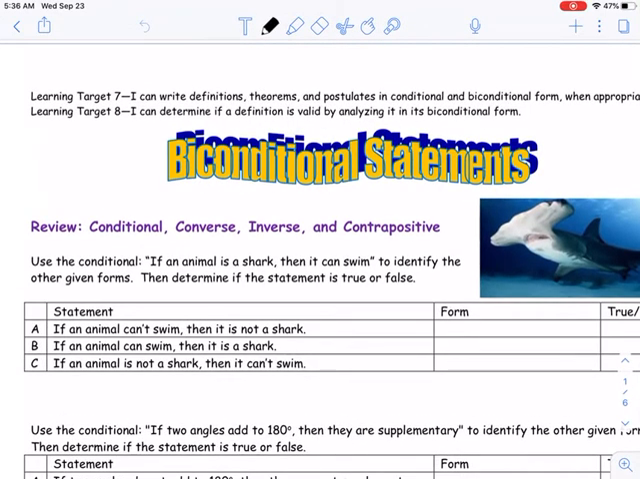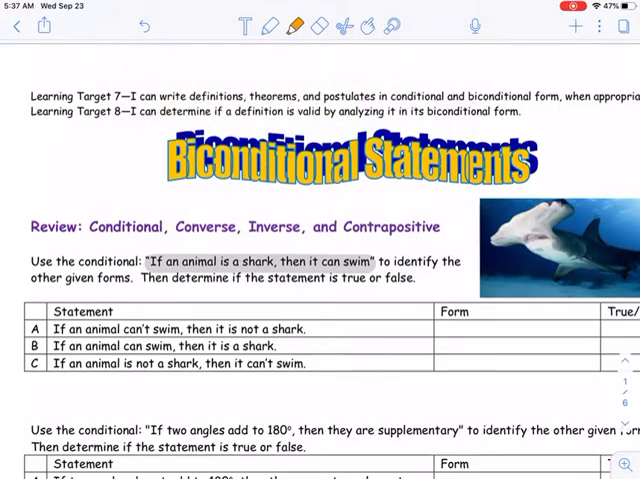Okay, students, so we're here. We're going to be practicing conditional statements, and then we're going to elaborate and create a new statement called the biconditional. Okay, so use the conditional statement: if an animal is a shark, then it can swim, to identify the other forms. Then determine if the other statements are true or false.